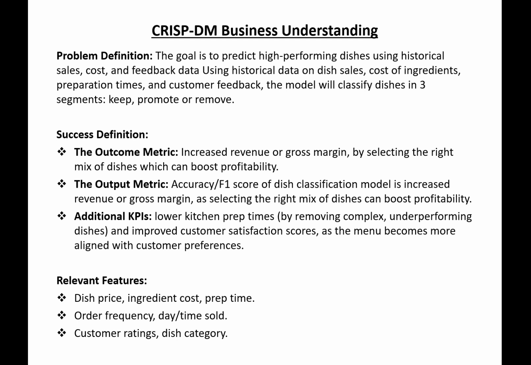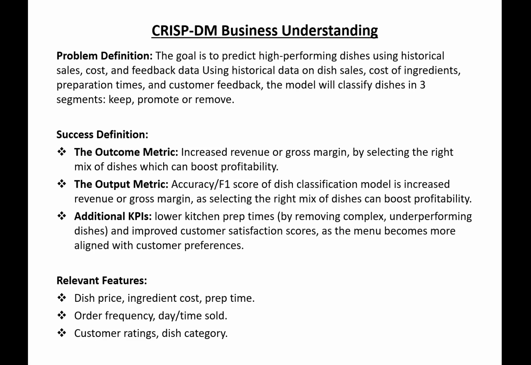The model will classify dishes in 3 segments. The first is keep, where the dishes are kept on the menu. Promote is when dishes are moving fast and they're promoted. Or remove, where the dishes are removed.